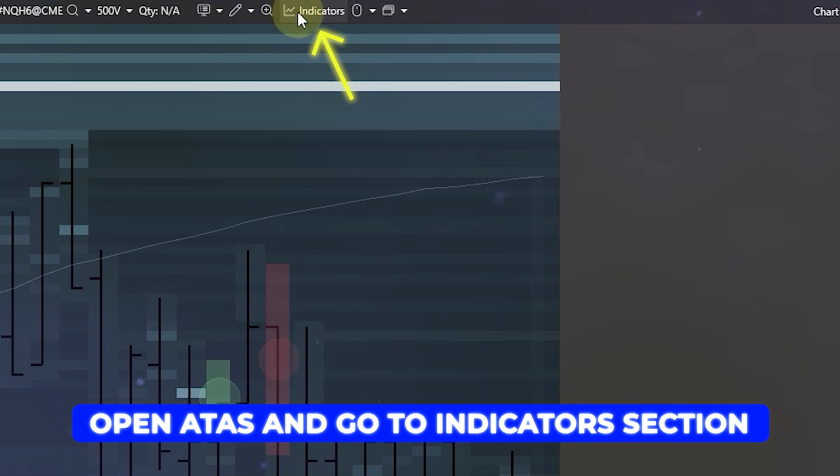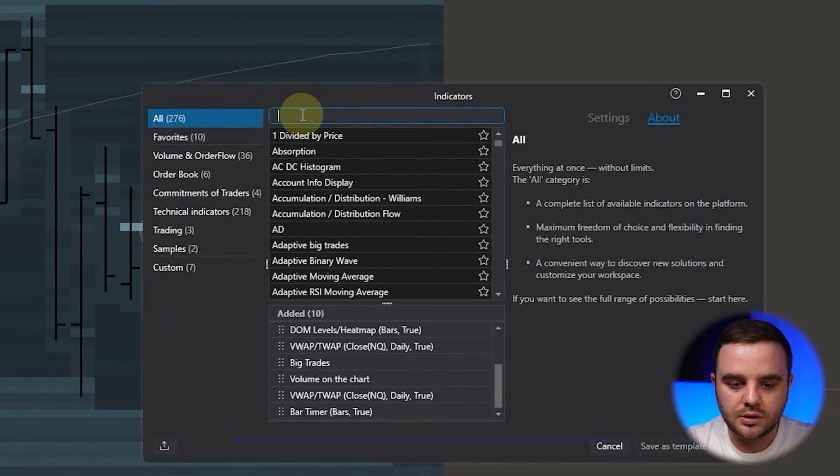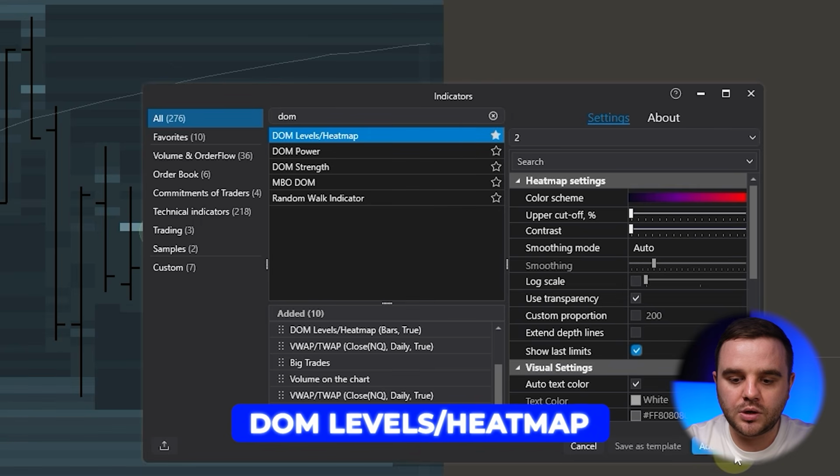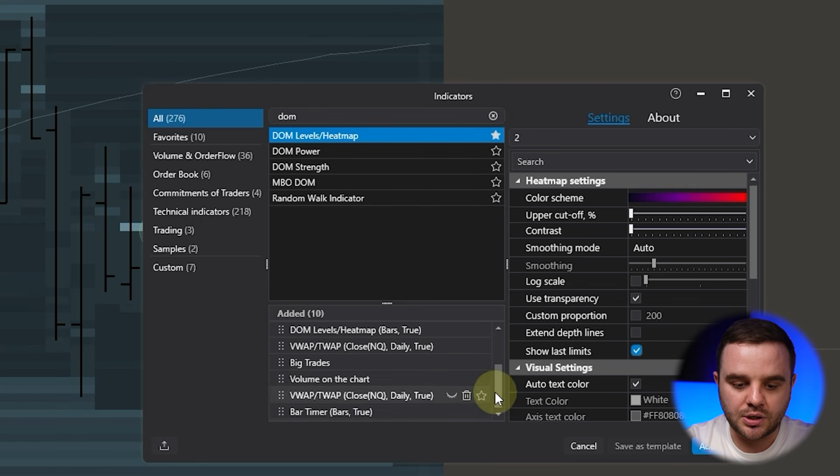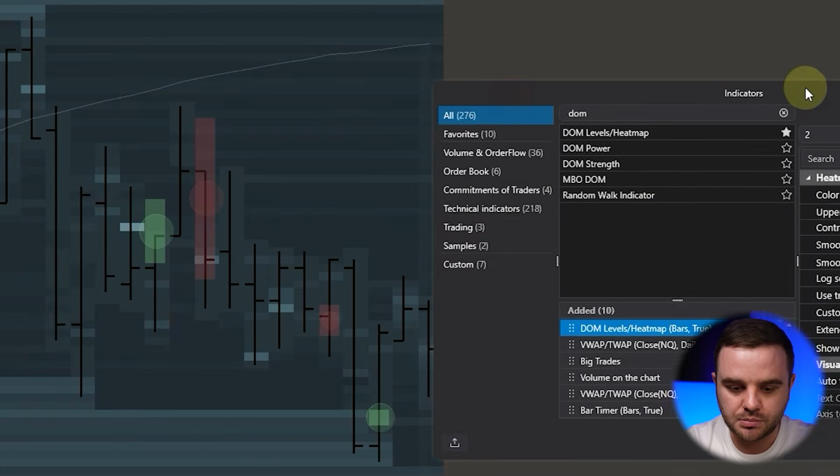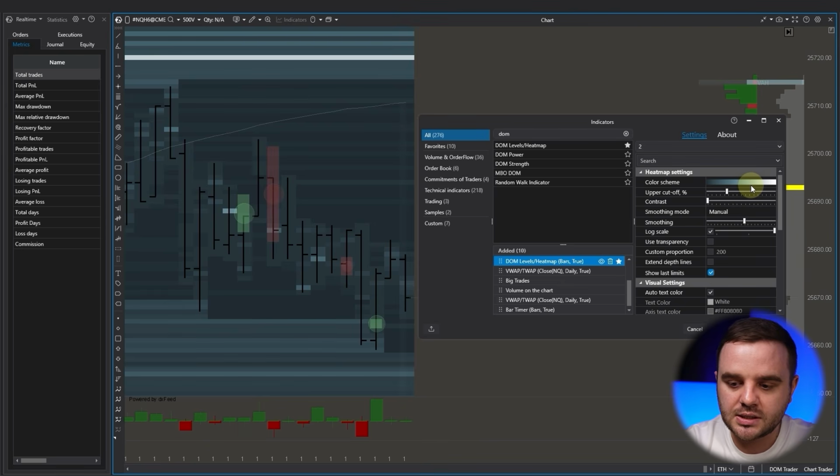Step number 1, open ATAS and go to the Indicators section. In all indicators, you type DOM levels or heatmap, and after that you add it to a chart. At this moment, as you can see, I already have it. That's why I will use my own. Here you can see there is a setting. Let me help you set up all of the settings.